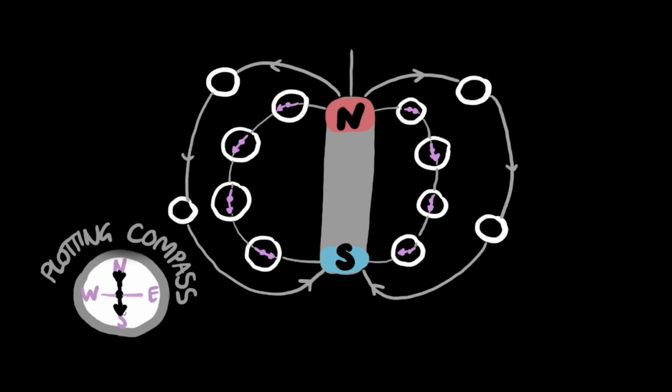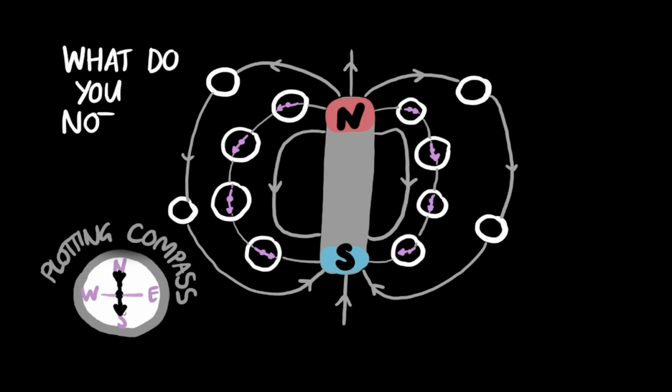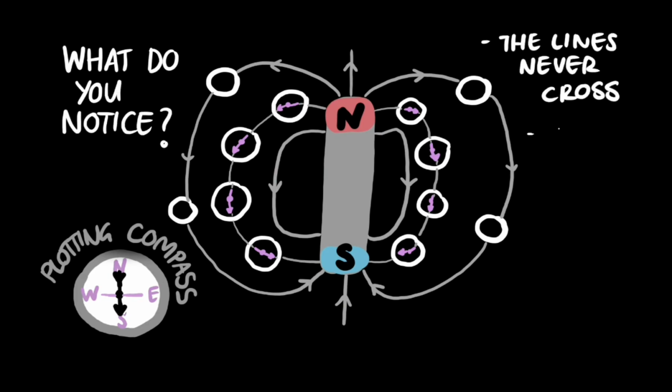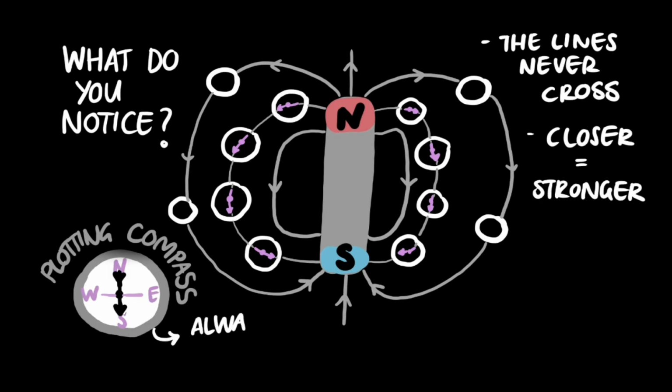And if you plot lines, it ends up looking a bit like this. One thing to notice is that the magnetic field lines never ever cross each other, as you can see. Also, the closer the lines are, the stronger the magnetic field. And again, finally, remember that the arrows always point from the north to the south pole.